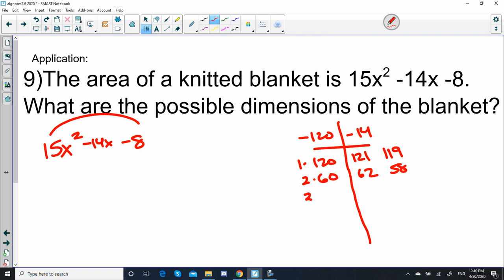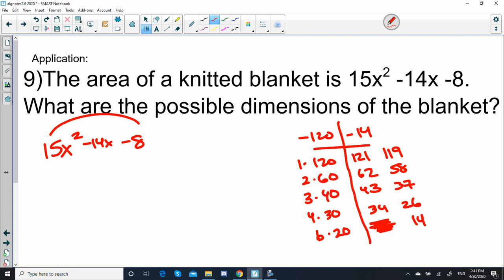Not working. How about 3? If I add them, I get 43. If I subtract them, I get 37. We're kind of far away still. How about 4? If I add them, that's 34, and if I subtract them, that's 26. Doesn't work. How about 6? Oh, I skipped 5, didn't I? I think I'm going to go with 6 anyway, because I think 6 is it. 6 and 20. If I add them, it's 26, and if I subtract them, it's 14. That's got to be it. Not the 26, but the 14.